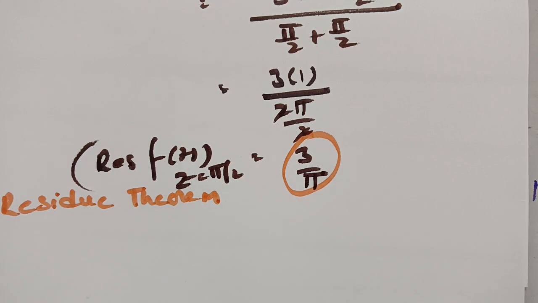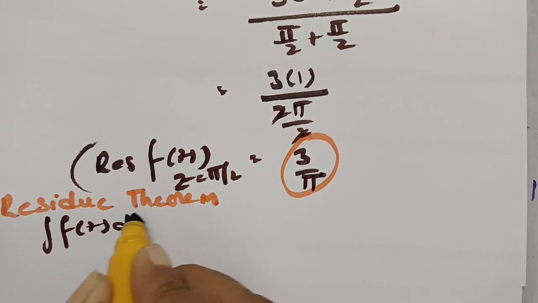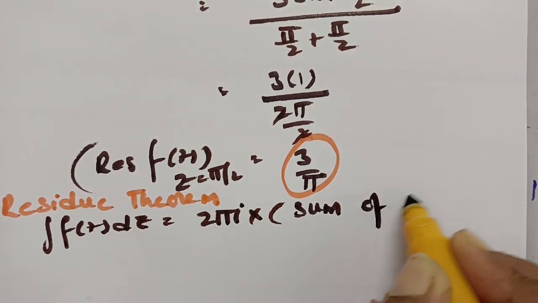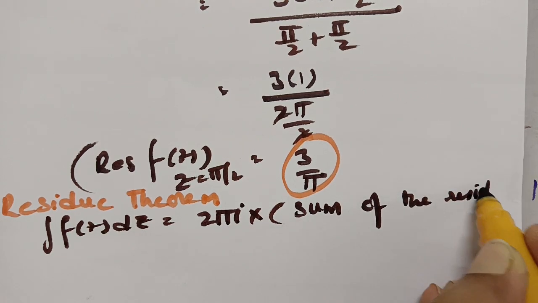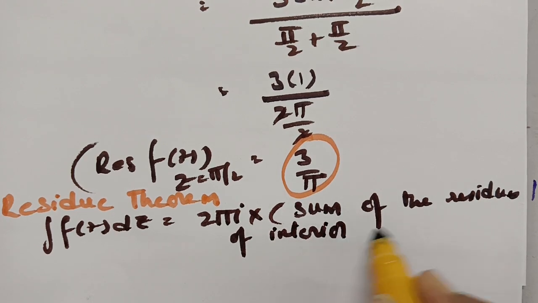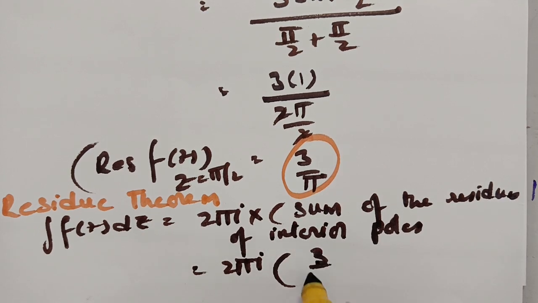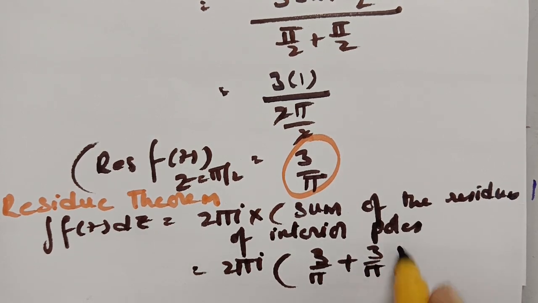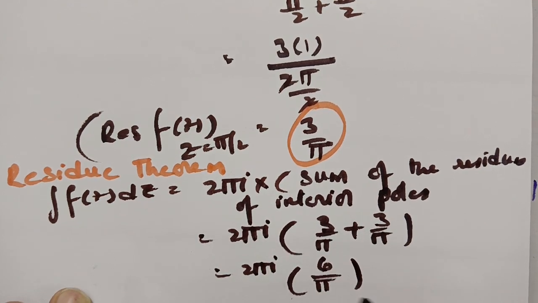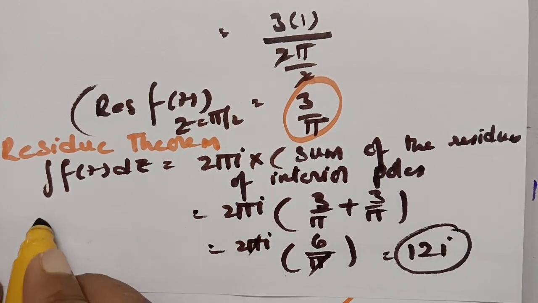According to the residue theorem, the integral of f of z dz is nothing but 2 pi i into the sum of the residues of the interior poles. So this will be 2 pi i into 3 by pi plus 3 by pi, so total 2 pi i times 6 by pi. If I cancel, this will be 12i. Therefore, this is the integral.